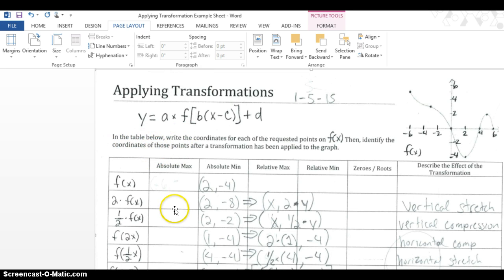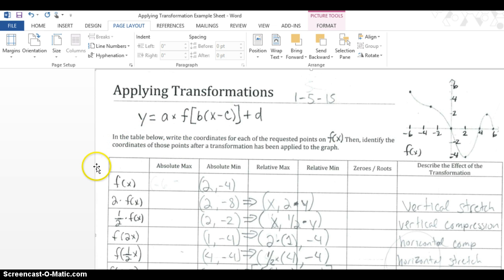All right. Let's go through this main point here of f of x, and then we'll do these transformations, okay? So here's the function f of x. Let's just take one point. This will be doing Tuesday. My absolute min is at the point (2, -4). Here's the ordered pair (2, -4). That's the x and y value, all right?